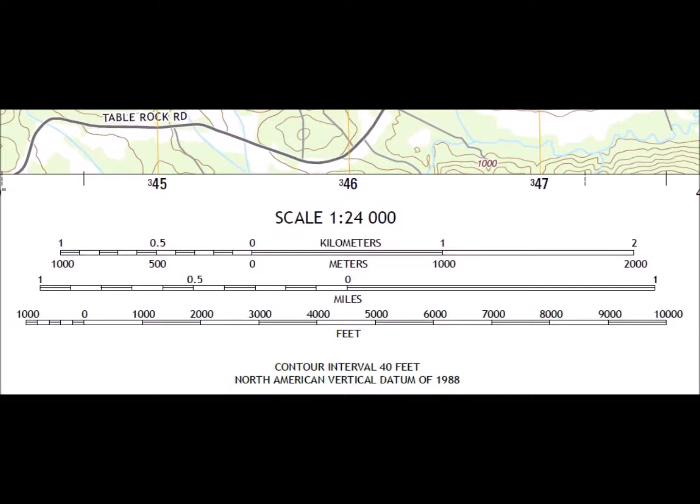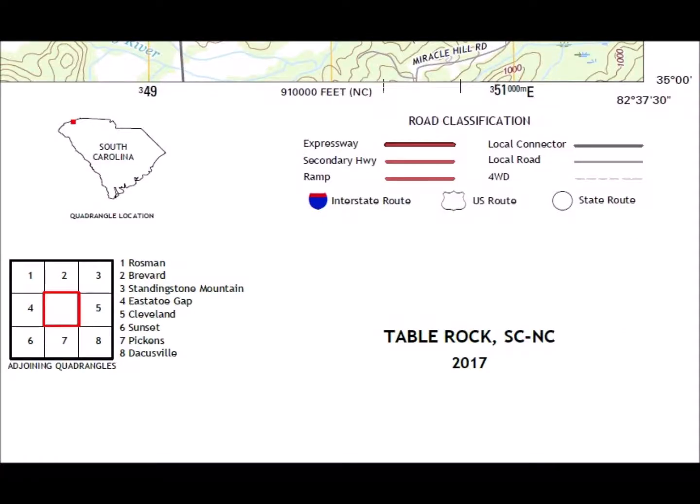Just below the bar scales you can read contour interval 40 feet. This is the vertical distance between the brown contour lines on the map. This is for expressing elevation changes. For instance, every time you go to a new contour line on this map you're going up or down 40 feet. On the bottom right of the map we have our legend.